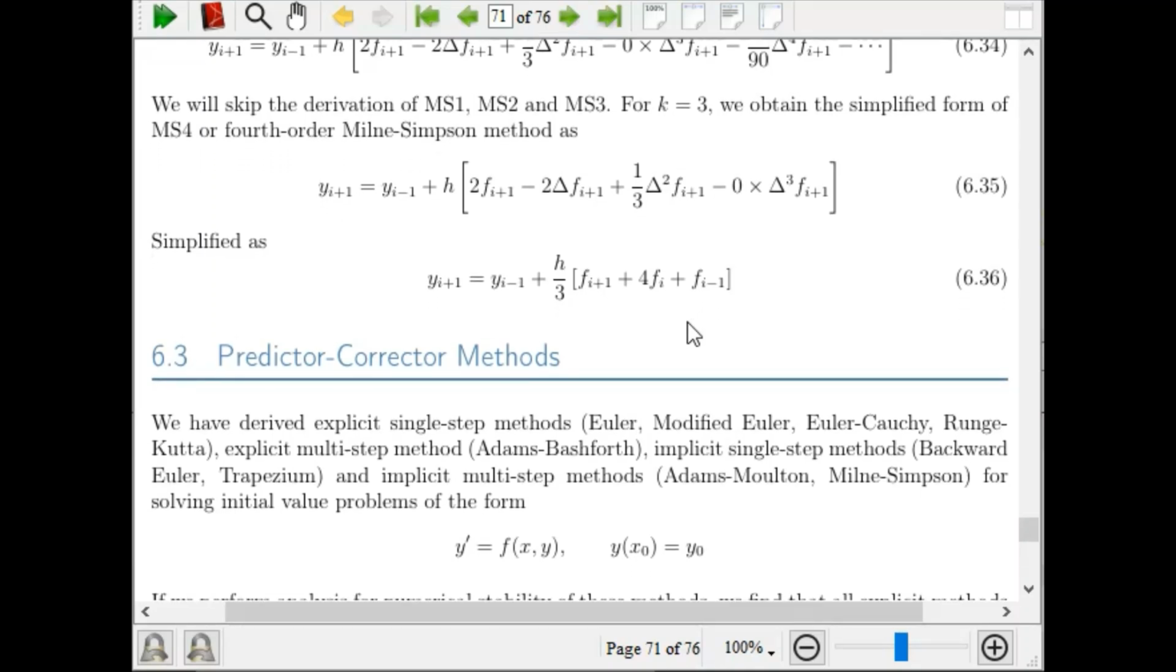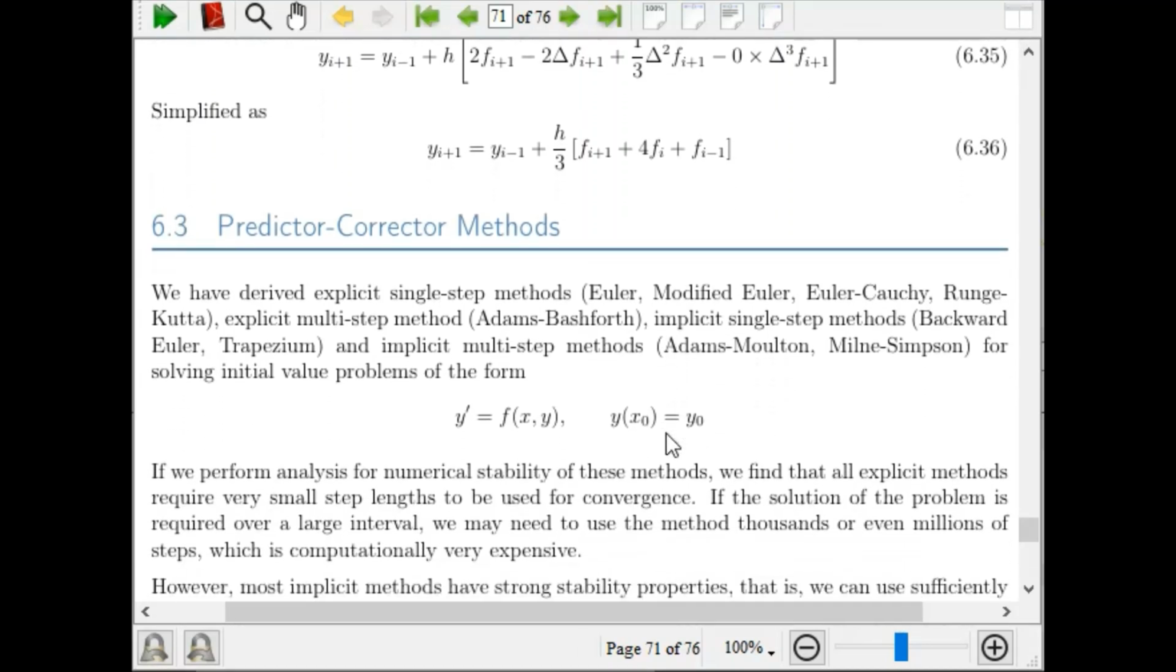So let's look at how we can combine the predictor and the corrector methods we have talked about to give us just one scheme, what we call the predictor-corrector methods, or the PC schemes.